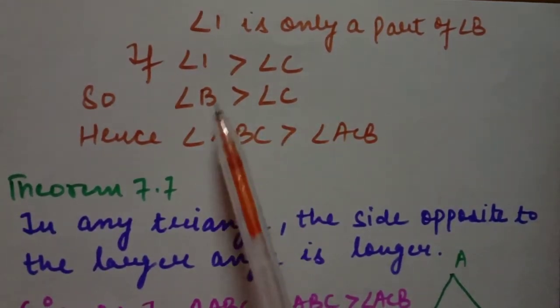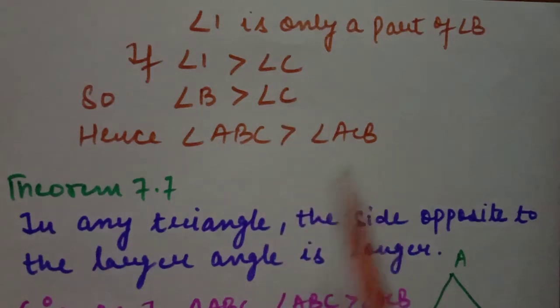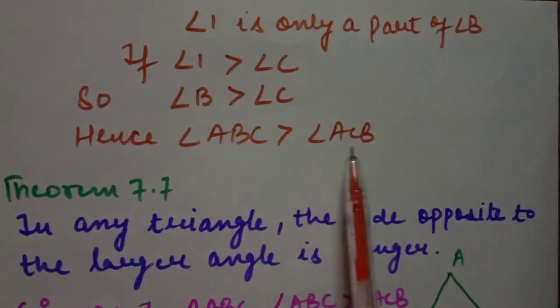So the complete names: angle ABC is greater than angle ACB. So students, now this is your theorem 7.6. The next theorem is 7.7.